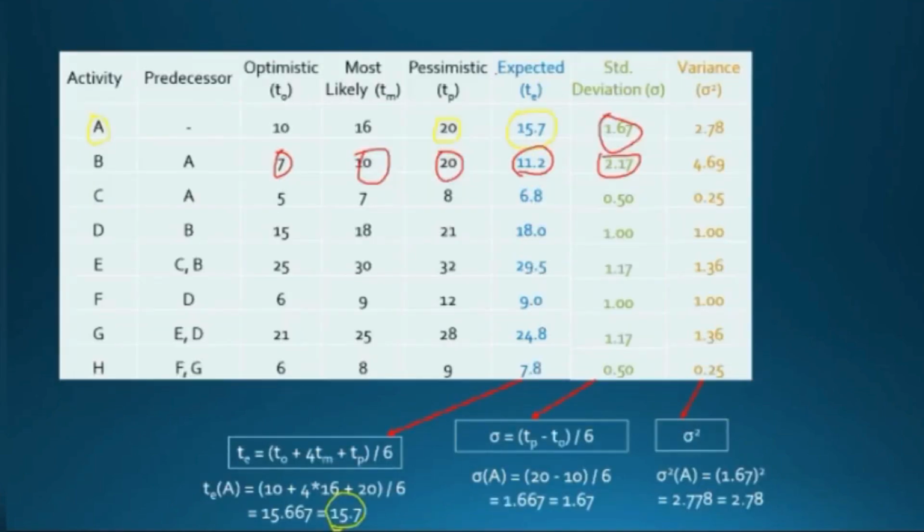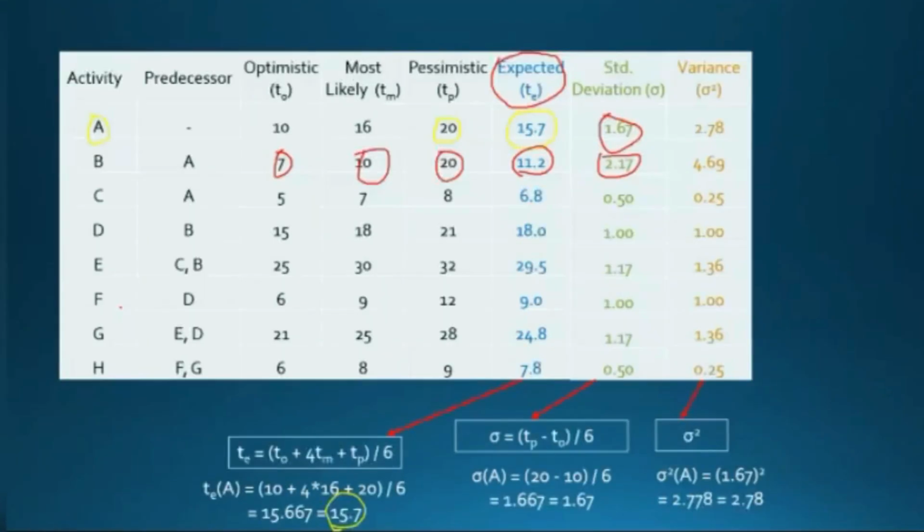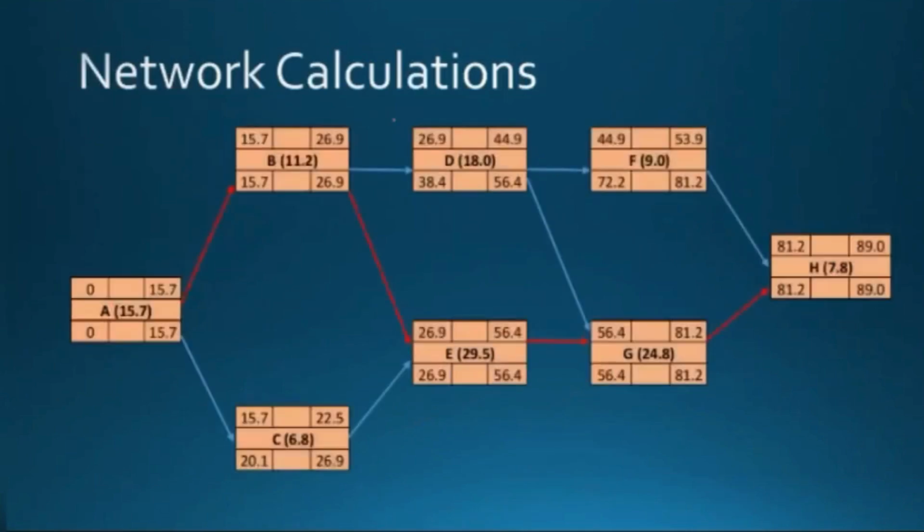Based on the expected value TE values, because now we converted the 3 different estimates into a single duration for every activity. Now it has almost become like a normal critical path network calculation. So for every activity, we calculate the forward and backward pass. For A, we take 15.7. And B, 11.2, and so on for all activities.